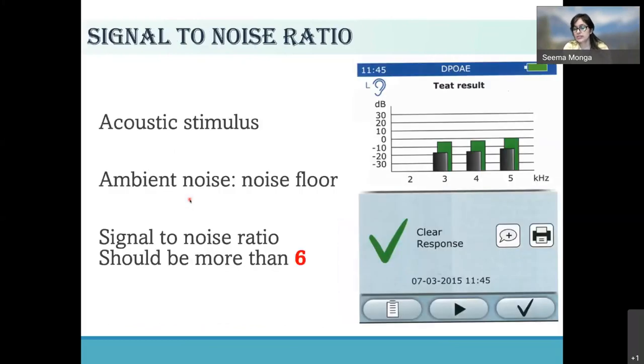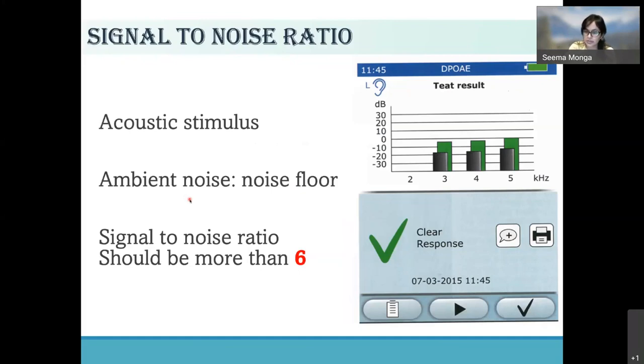So this is how a test result is interpreted. Acoustic stimulus. What is acoustic stimulus? I just told you, the stimulus that is given. What is ambient noise? Ambient noise is also known as the noise floor, that is noise in the environment. We call it noise floor. Then we measure signal to noise ratio. What is signal? What we received. Noise is noise. If the signal to noise ratio, that is what we received, is higher than the noise by more than 6, that means the result is pass. How do we report the result? Pass, refer, or doubtful. So pass is if the signal to noise ratio is more than 6.